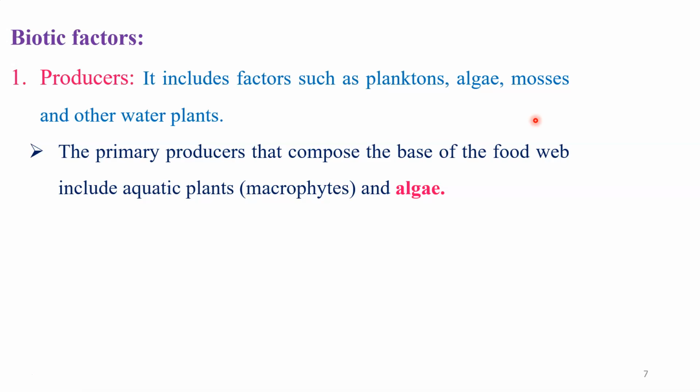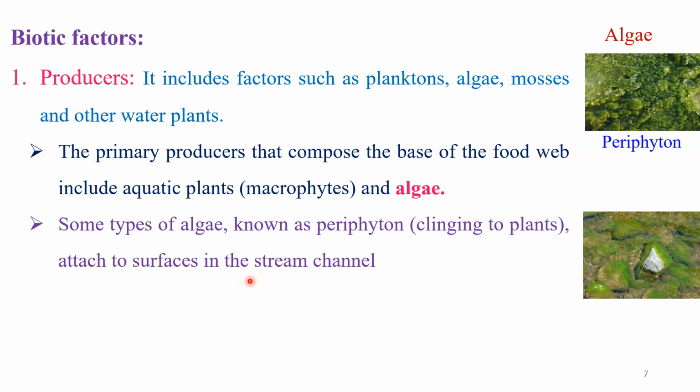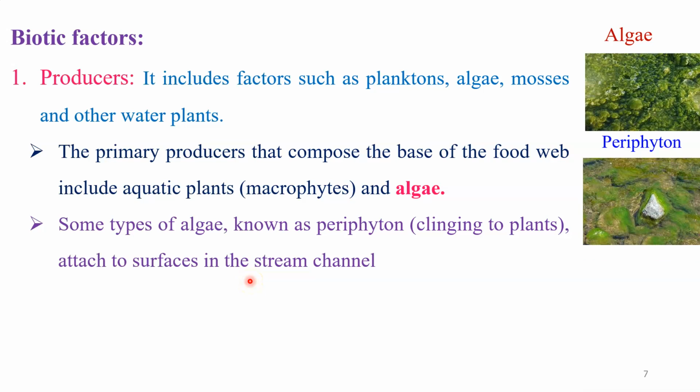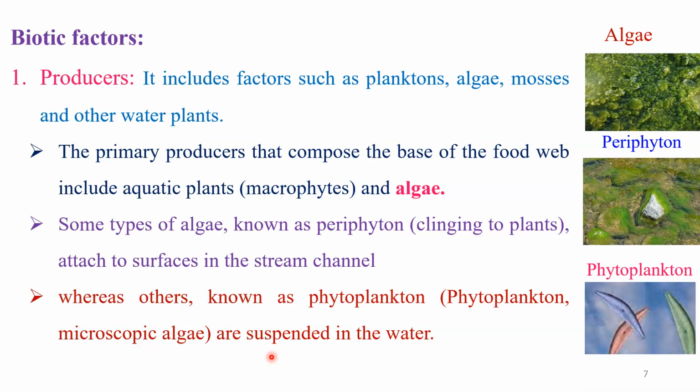The primary producers that compose the base of the food web include aquatic plants such as macrophytes, and algae. Here we also have some other algae which are known as periphyton, clinging to the plants, attached to the surface of the stem. Here we have a picture of this type of algae. Then we also have other algae, the phytoplankton, that are suspended in the water. They are very microscopic algae. They also play the role of producer in this ecosystem.